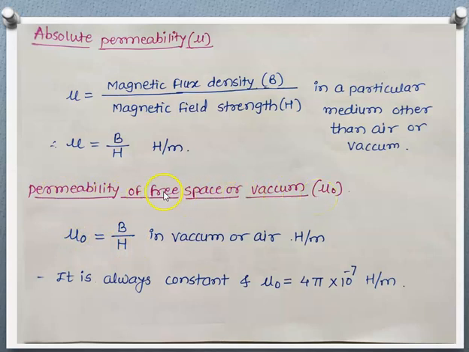When it is not placed in free space or vacuum or air, then it is called absolute permeability, and when it is placed in vacuum or air or free space, then it is known as permeability of free space or vacuum. This mu naught is always constant and it has a value of 4 pi into 10 raised to minus 7 Henry per meter, and it is always constant everywhere. Okay, this is the difference between absolute permeability and permeability of free space or vacuum.